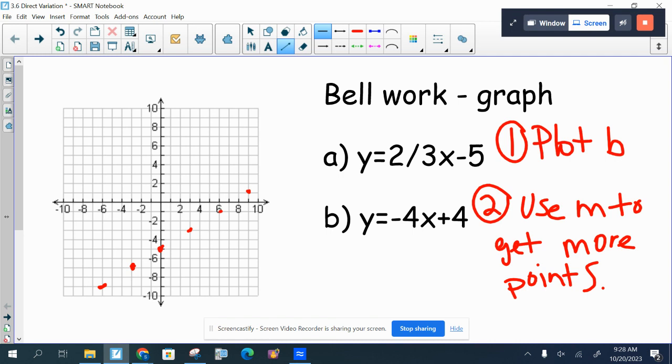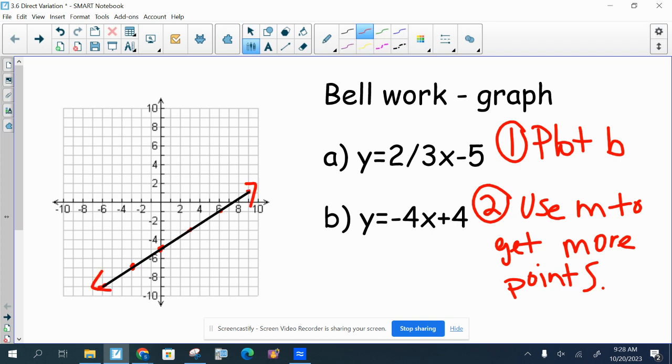And then you're going to carefully line up your ruler or straight edge between all your points and put arrows at the ends. So hopefully that's what your first one looks like.